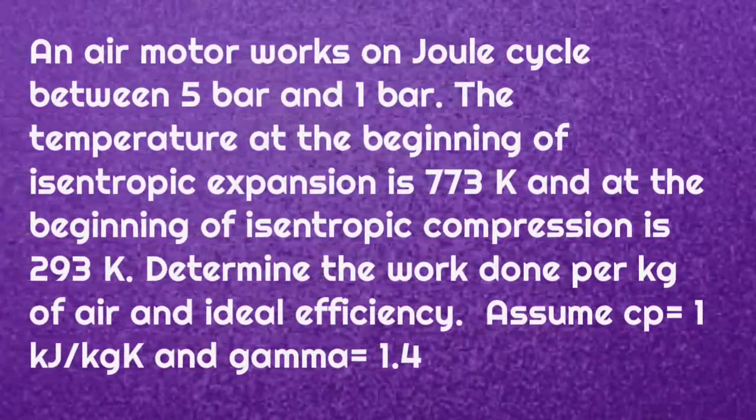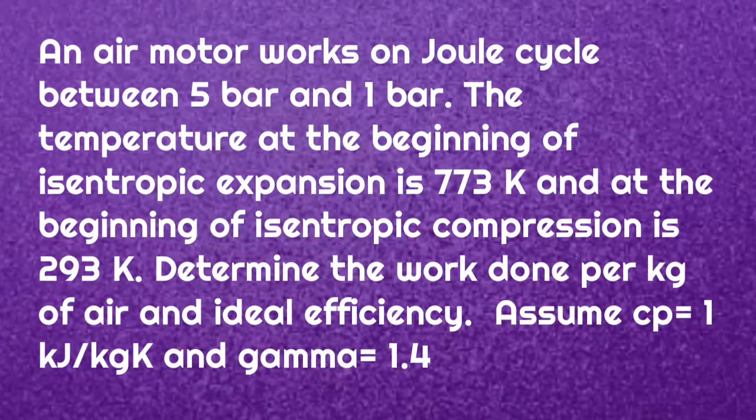We will solve one problem. I will read the given question. An air motor works on the Joule cycle between 5 bar and 1 bar. The temperature at the beginning of isentropic expansion is 773 Kelvin and at the beginning of isentropic compression is 293 Kelvin. Determine the work done per kilogram of air and the ideal efficiency. Assume Cp is equal to 1 kilojoule per kilogram Kelvin and gamma is equal to 1.4.